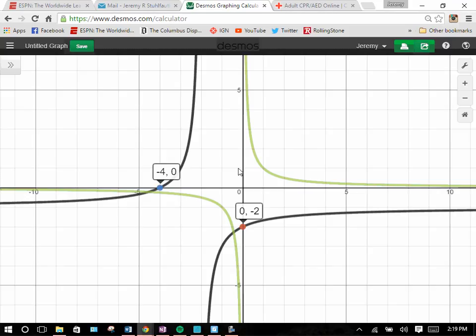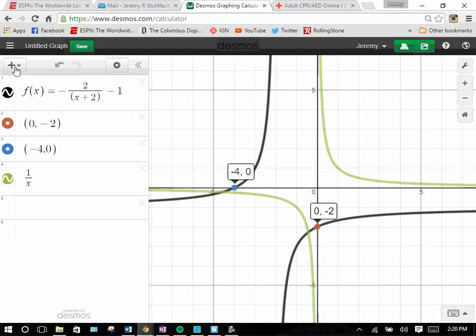If I plug 0 in, I get 2 divided by 0 plus 2. 2 divided by 2 is 1, which is negative 1, minus 1 is negative 2. So that works out. And then if I plug in negative 4, I get 2 divided by negative 2, which is negative 1. Negative 1 is positive 1, minus 1 is 0. So our equation is negative 2 divided by x plus 2, minus 1.